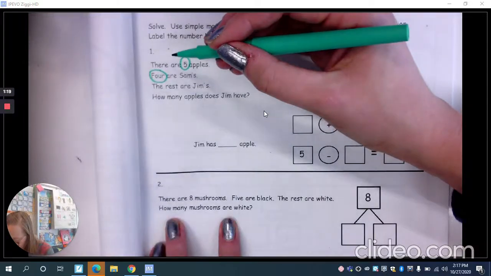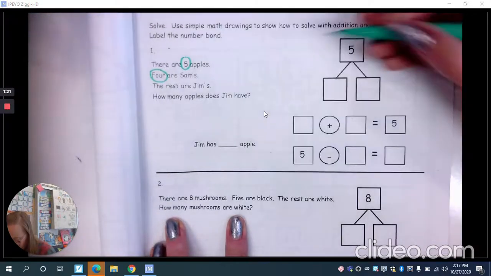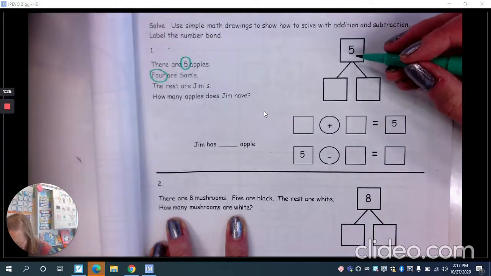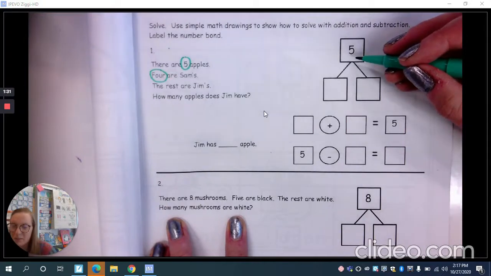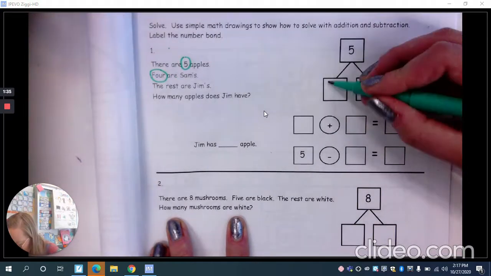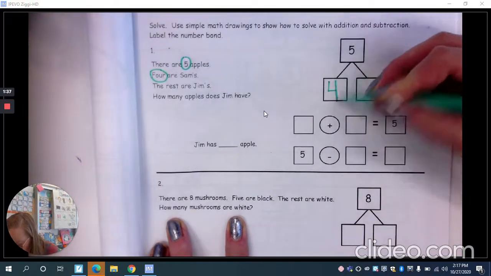Now I get to fill in the parts I know in my number bond. So they already showed me that 5 is my total. I don't need to write it in. But there's a part that I know. 5 was the total, but there's another number, a part that we know. That number is 4. So I will write in 4.